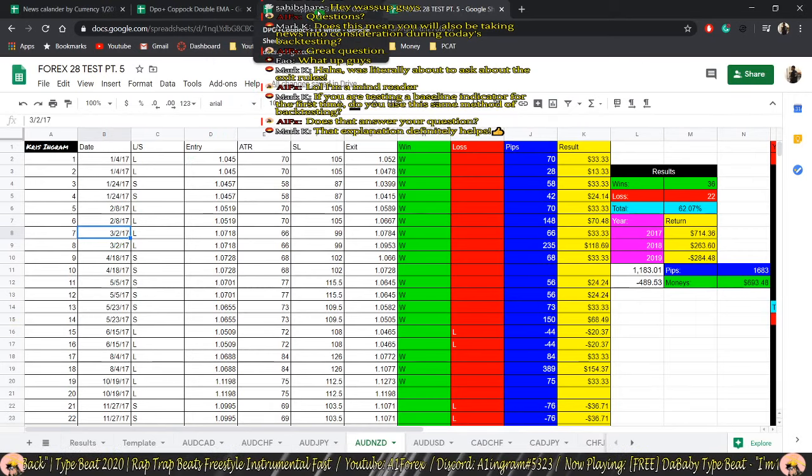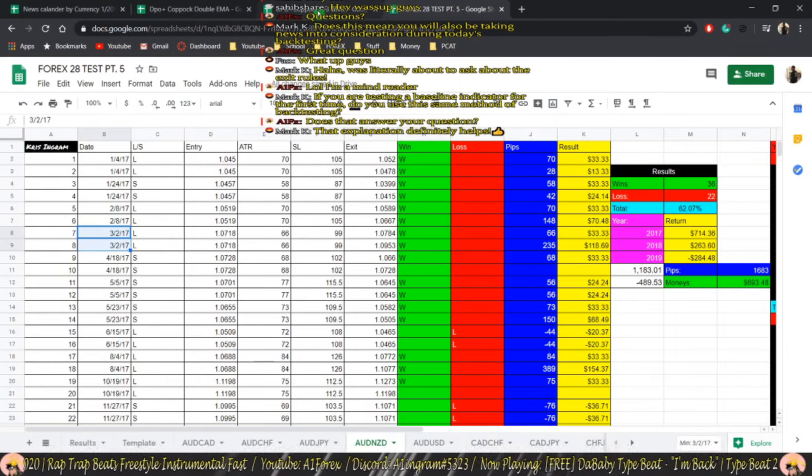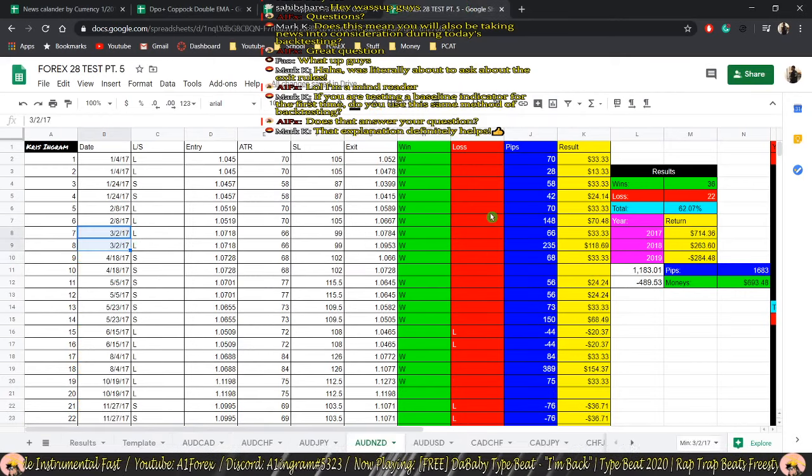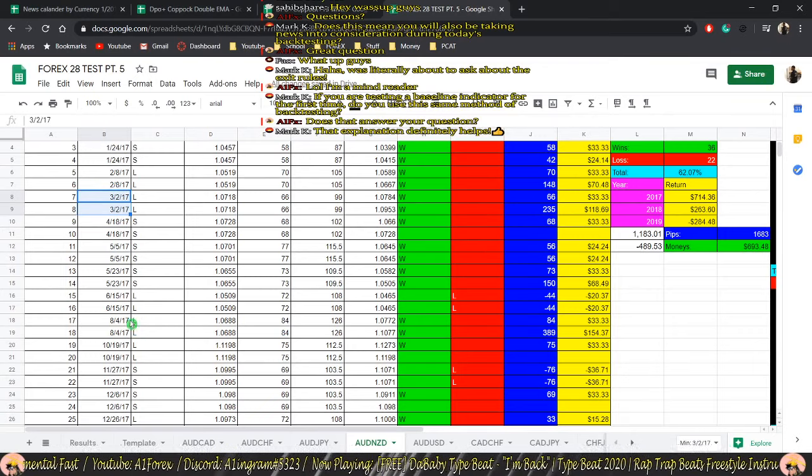So this signal 3-2, we scaled out a pretty good trend. We did not get this trade with this one. Okay, so that's one trade difference. 3-2, we didn't get 8-4.